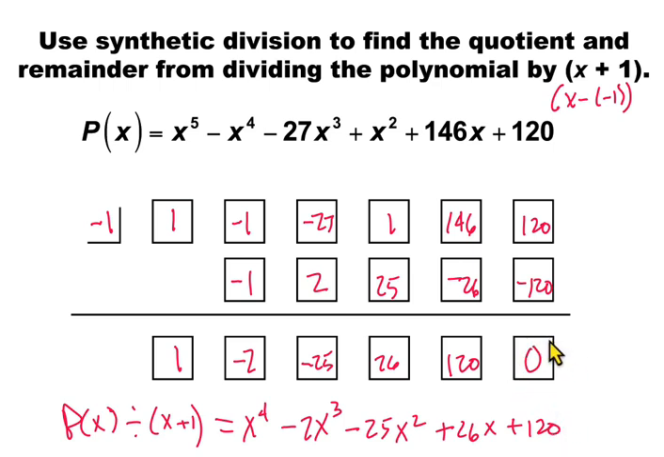From the remainder theorem, we know that this term, the 0 remainder, is the same as p of x for x equals negative 1.